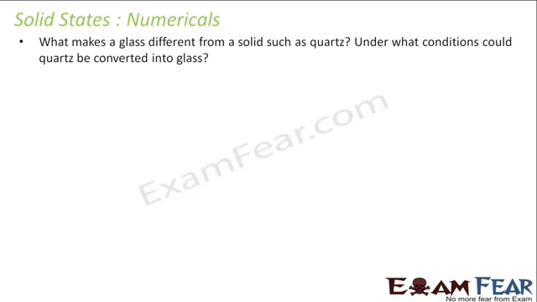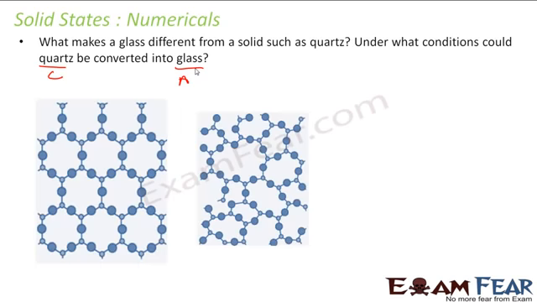The next question is, what makes a glass different from a solid such as quartz? Under what condition can quartz be converted to glass? We know that quartz is crystalline and glass is amorphous. Let's first draw the crystalline and amorphous structures. So this is my crystalline and this is my amorphous. This is my glass, which is amorphous, and this is my quartz.